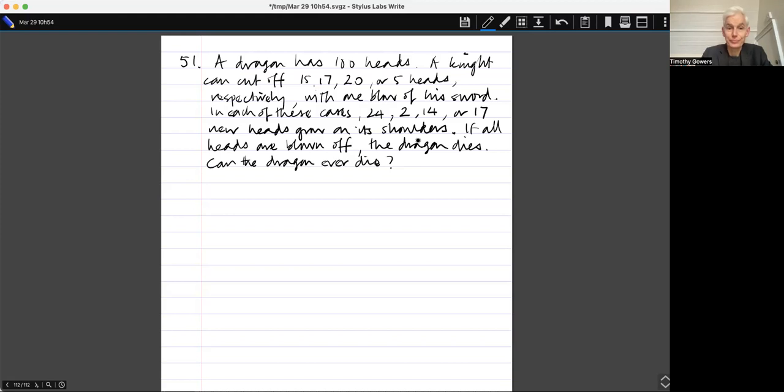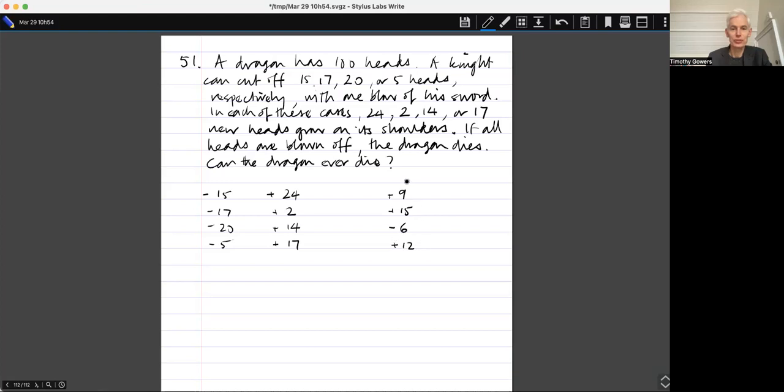So, let's just think about, I think if you cut off 15, you add 24. If you cut off 17, you add 2. If you cut off 20, you add 14. And if you cut off 5, you add 17. And what is the effect of all that? So minus 15 plus 24 is adding, the net effect is adding 9. Here the net effect is adding 15. Here the net effect is subtracting 6. And here the net effect is adding 12.